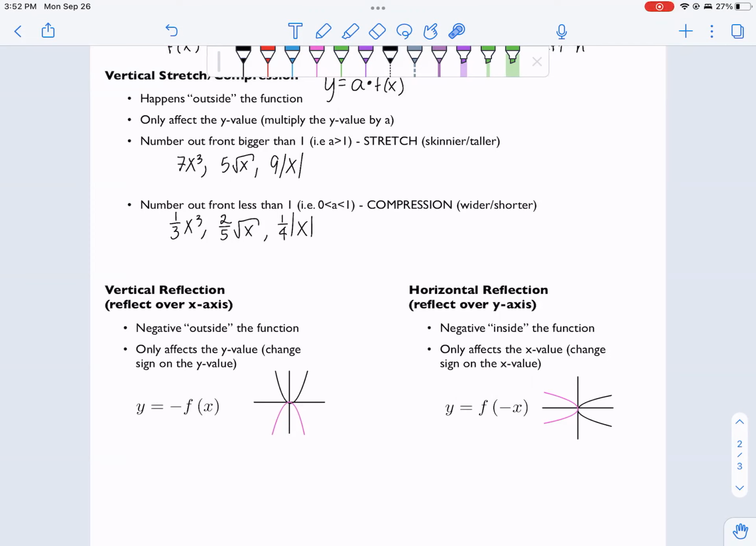These are all of the transformations that we're going to talk about. We are now going to put it all together and do a bunch of transformations at once, but that will be for a different video.